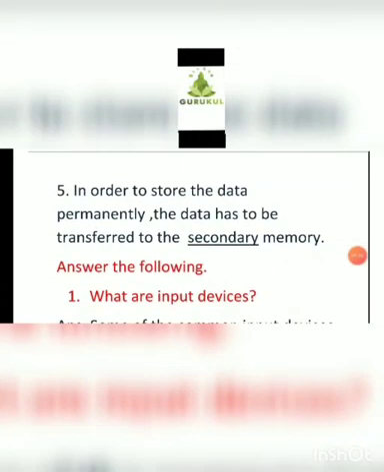In order to store the data permanently, the data has to be transferred to the secondary memory. Once again I am telling you, dear students, here the answer will be secondary memory, because whatever the things that we are saving in a computer system for future use, it has to be stored in the secondary memory, because the secondary memory is permanent in nature. It will not be erased if the computer system is switched off.